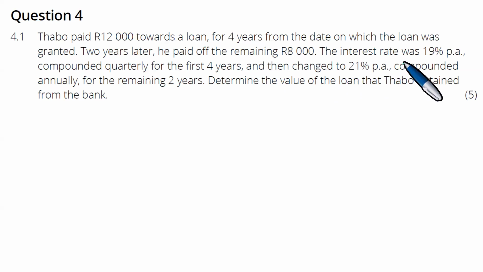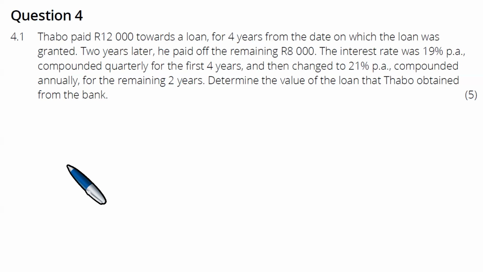The interest rate was 19% per annum, compounded quarterly for the first 4 years. And then it changed to 21% per annum compounded annually for the remaining 2 years. Determine the value of the loan that Tabo obtained from the bank.